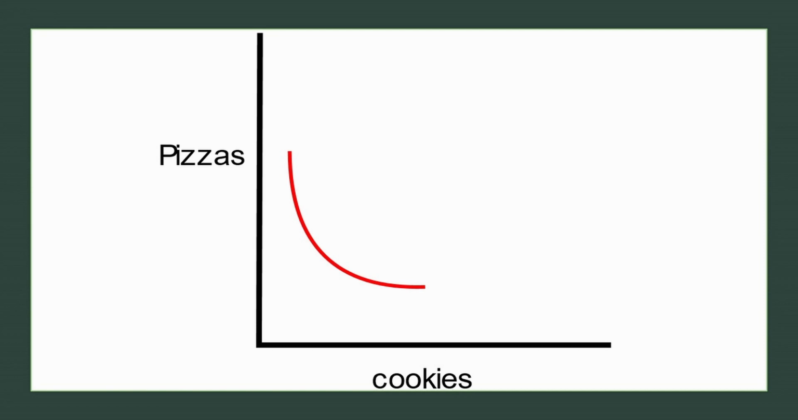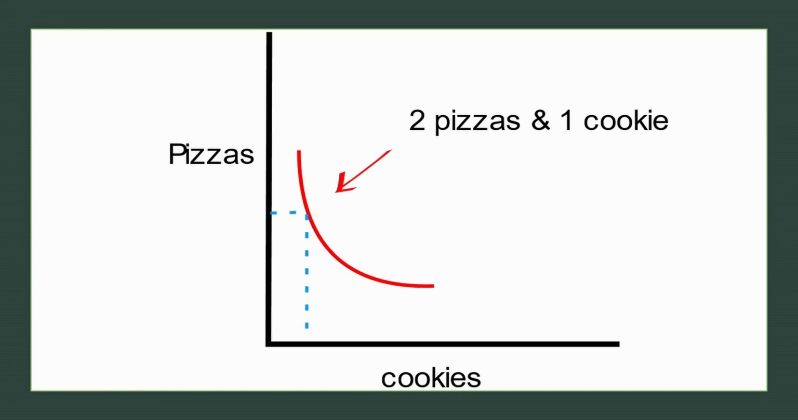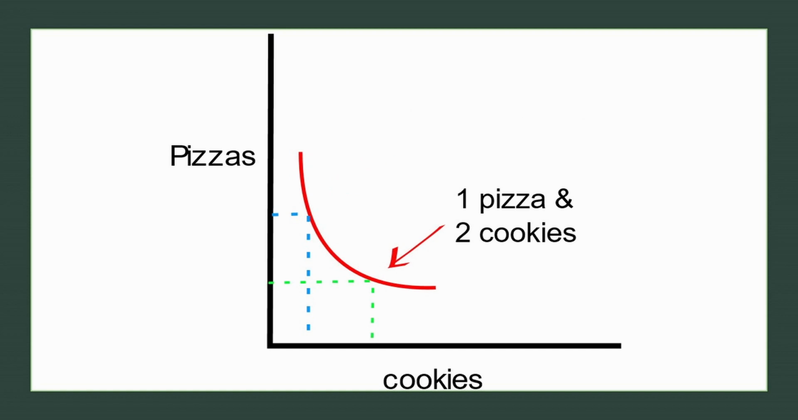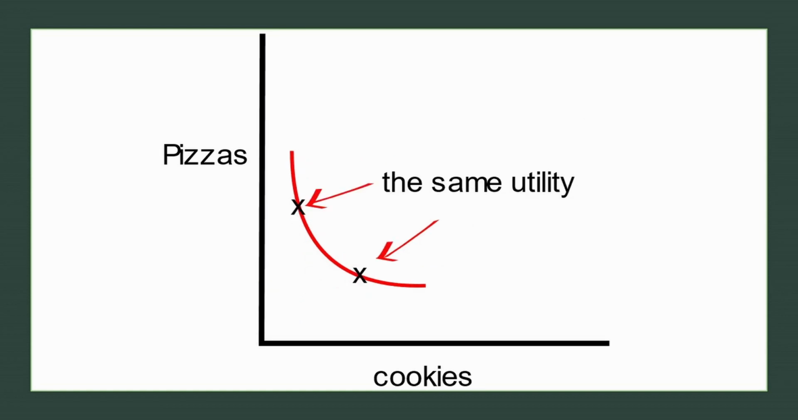This line shows all the combinations of cookies and pizzas I can have where I like the combination equally. By indifferent, we mean not different. The amount of happiness I get from all points on this line is the same.